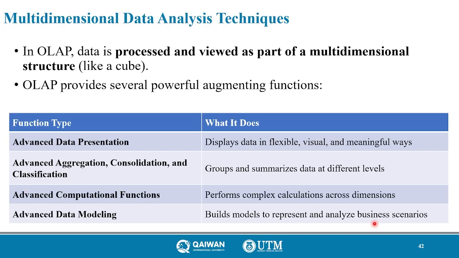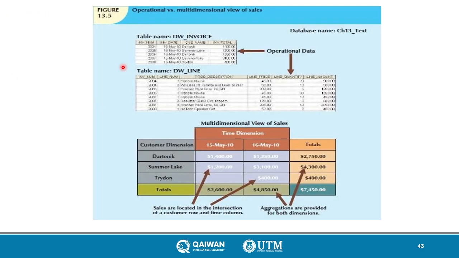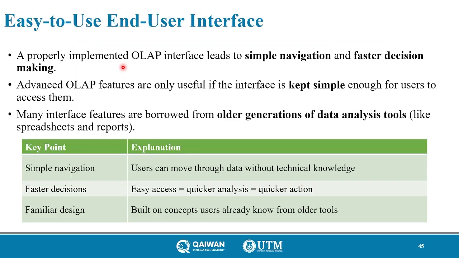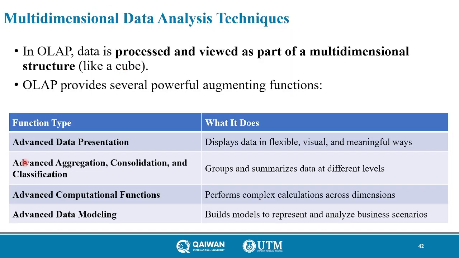Now, multidimensional data analysis techniques. In OLAP, the data is processed and viewed as part of a multidimensional structure like a cube. We will see what a cube is in the other slides, so we will return to it. Now, OLAP provides several powerful augmentation functions. Advanced data presentation: display data in a flexible, visual, and meaningful way. Advanced aggregation, consolidation, and classification: group and summarize data into different levels. Advanced computational functions: perform complex calculations across dimensions. Advanced data modeling: build models to represent and analyze business scenarios.